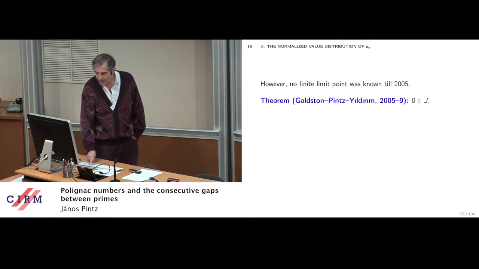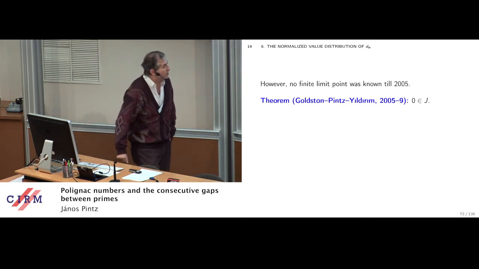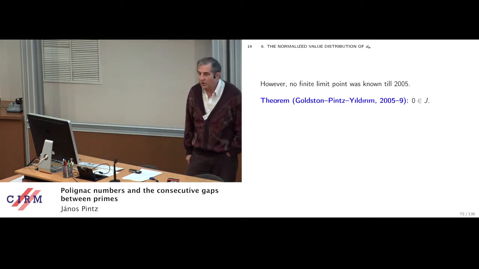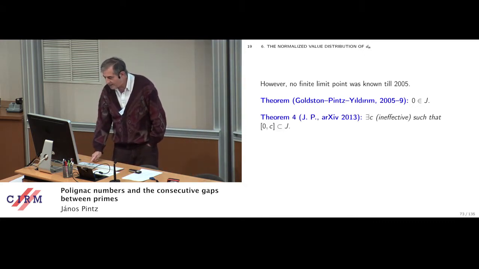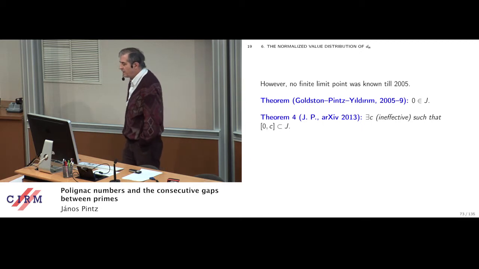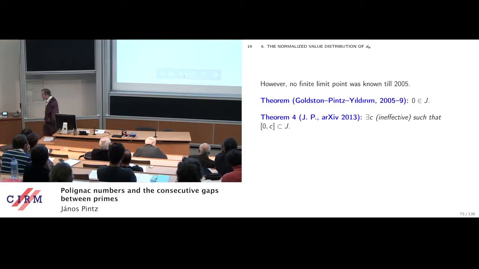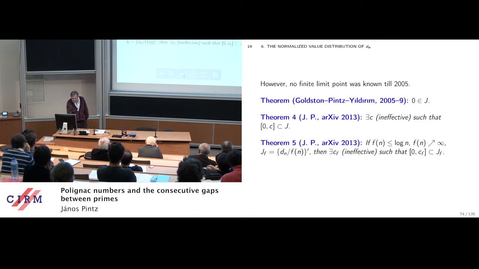And through the result with Goldston and Yıldırım, we naturally got that 0 is a limit point of this sequence. And in some sense, I can improve it. But strangely enough, I still don't get any concrete number as a limit point, because I can prove that instead of just 0, we have a small interval, such that all members of this interval are limit points of this sequence, but the length of the interval is ineffective.